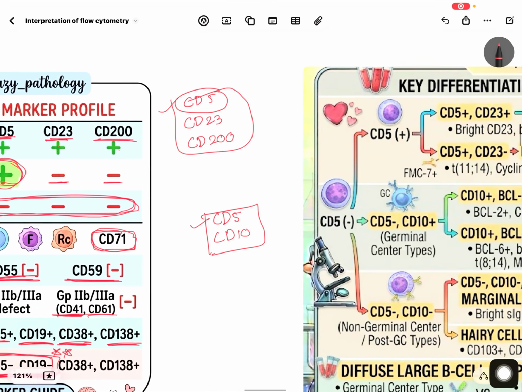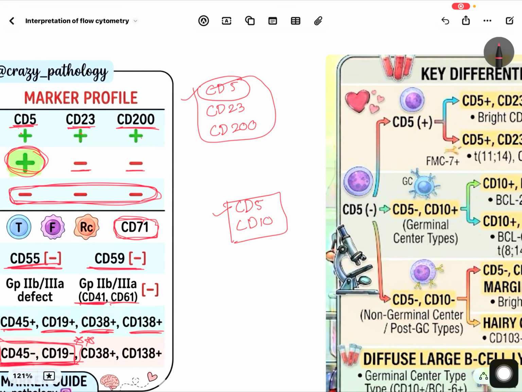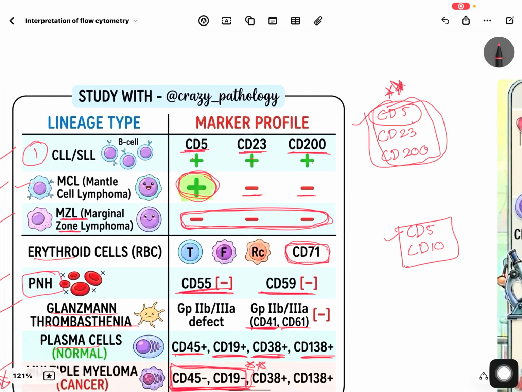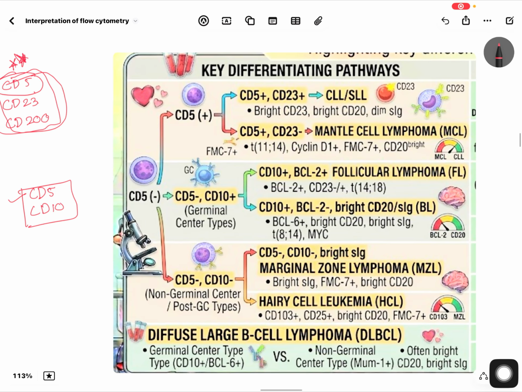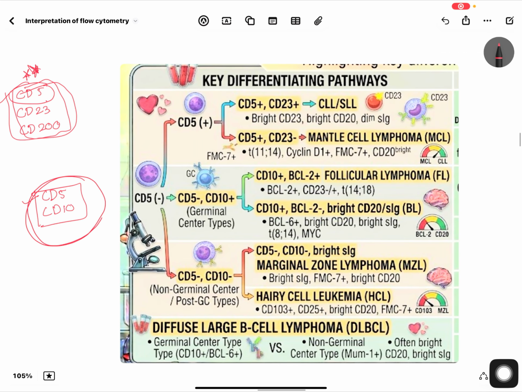Okay, so I had given you two cheat codes. Okay, first one was CD5, 23, and 200. You will have to remember this. If the markers are from this, then your diagnosis will be CLL, mantle cell, or marginal. Okay, this is one cheat code. Then the second cheat code is this, it is CD5 and CD10. Okay, if CD23 and CD200 are not given, then you go for CD10 and CD5.